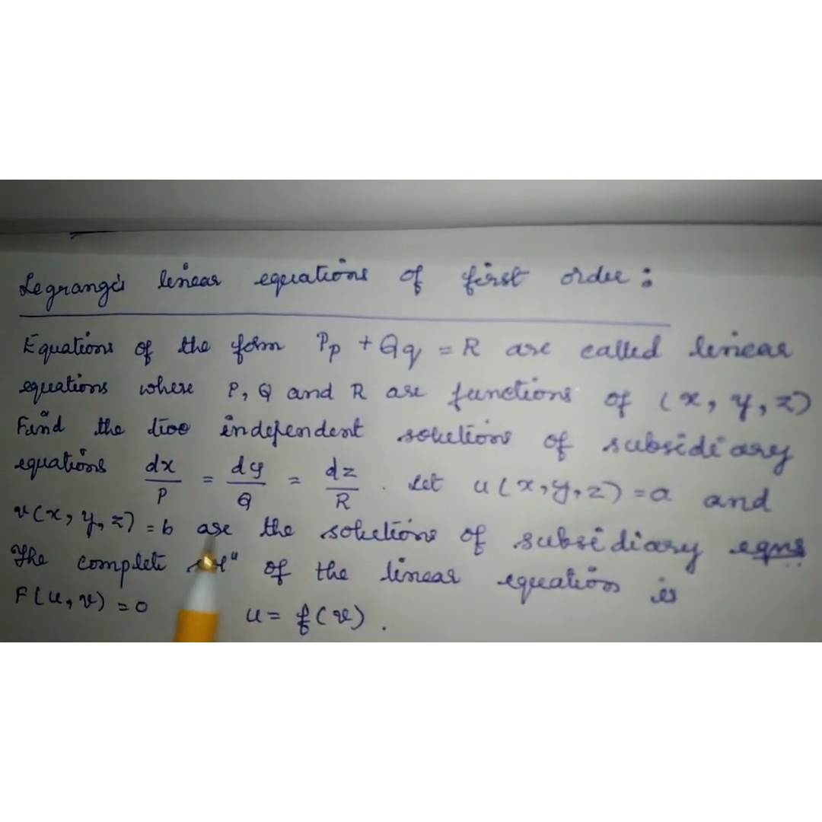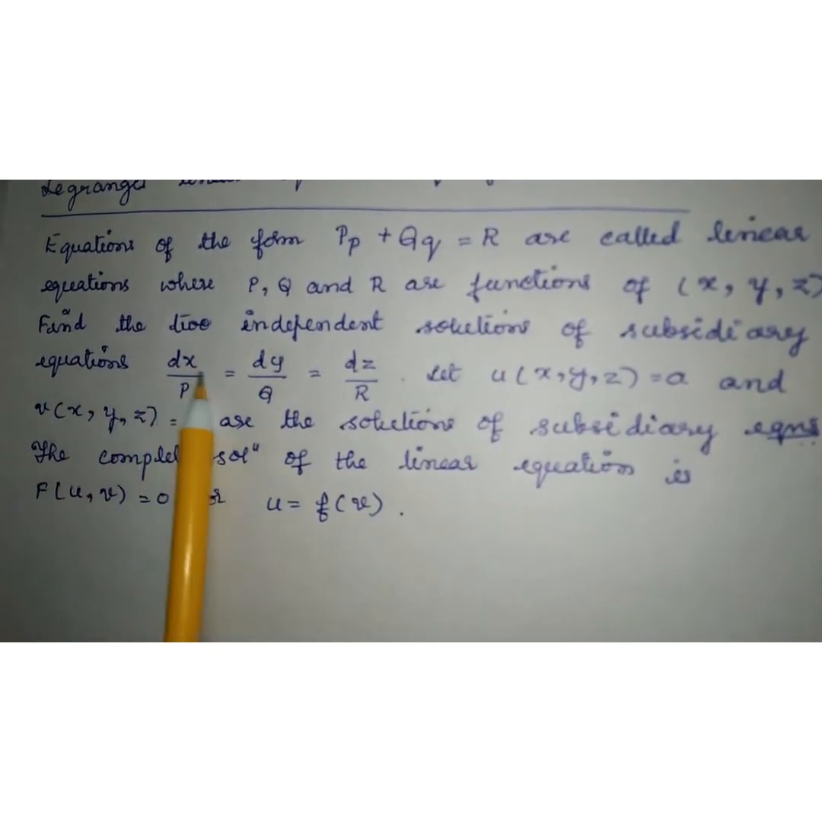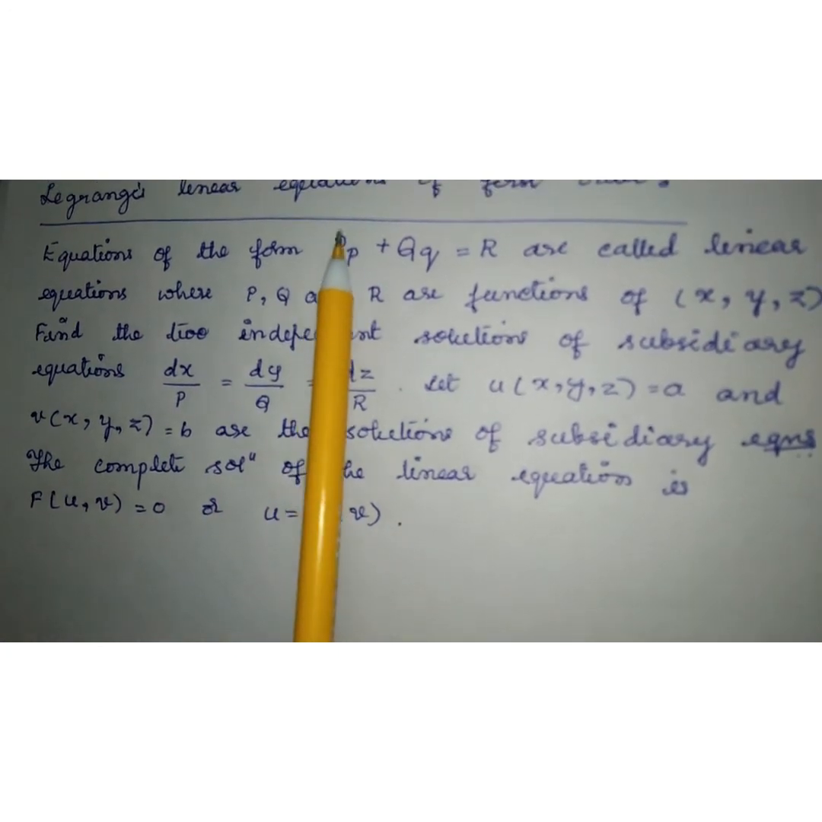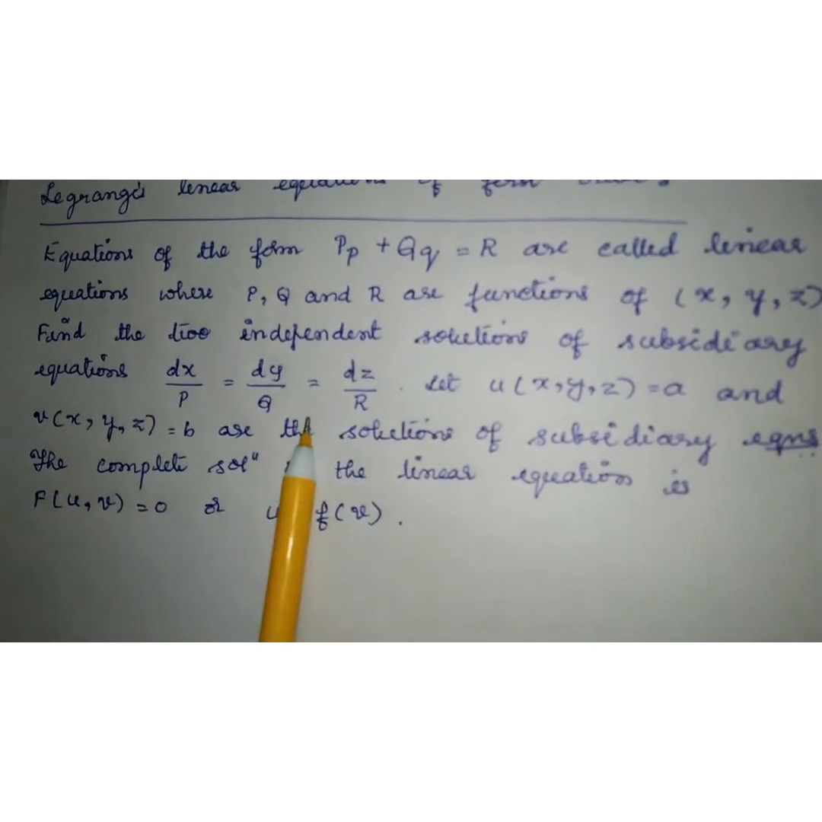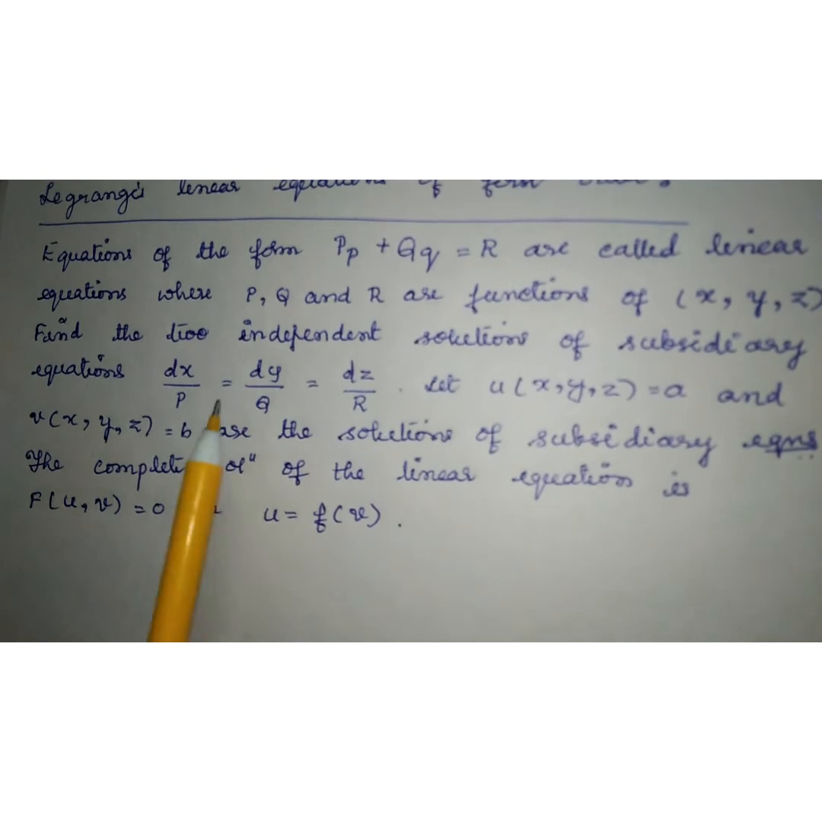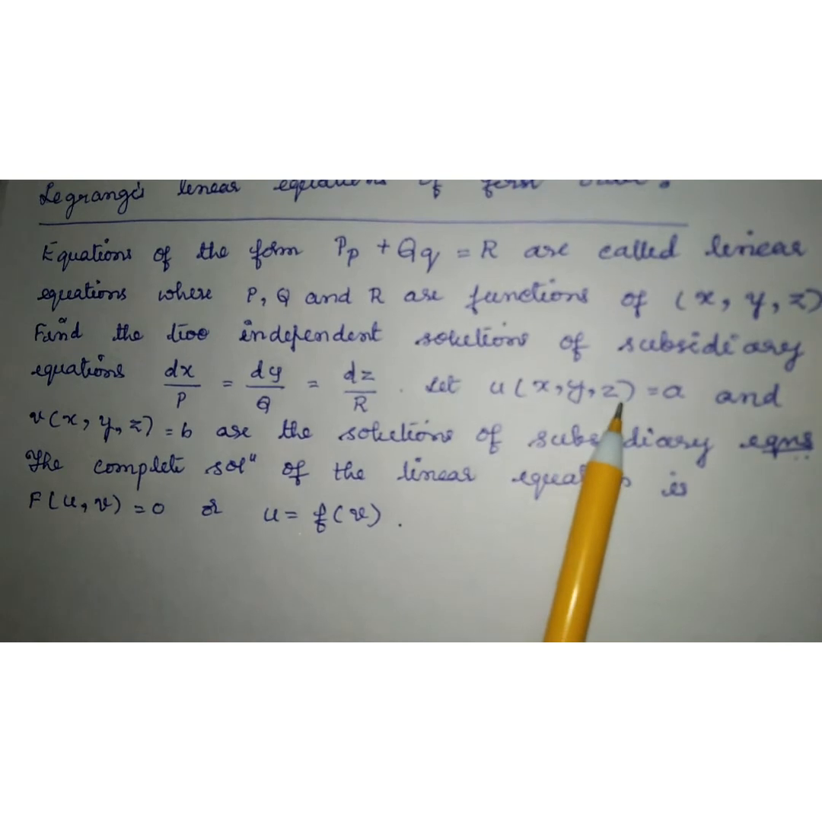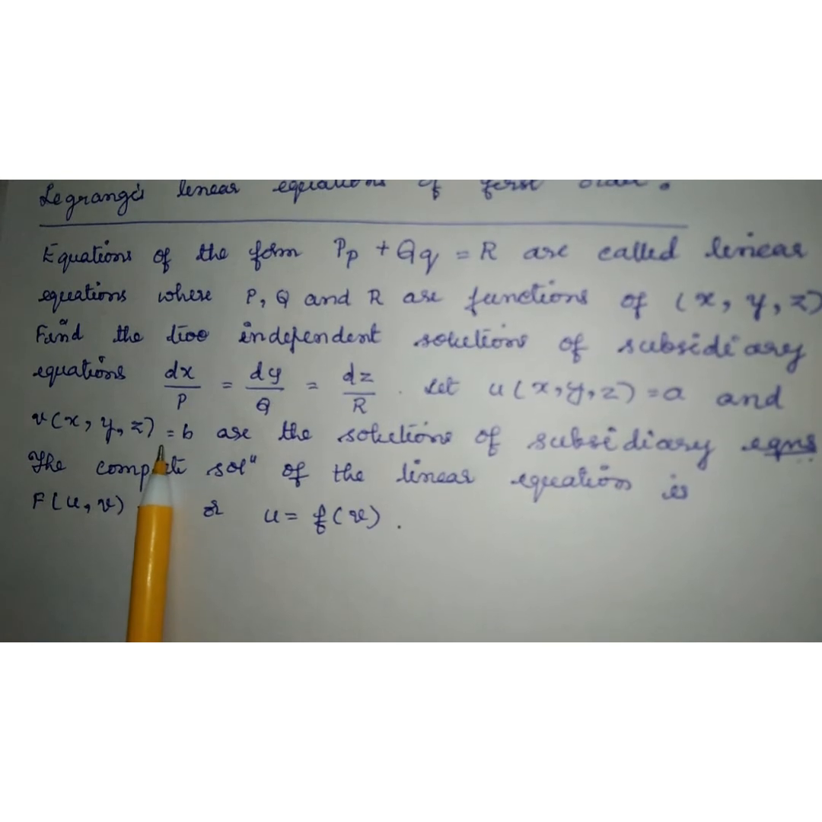First of all, we'll be finding two independent solutions of the subsidiary equations dx by P equal to dy by Q equal to dz by R. So once you get P, Q, R functions in the equation, we'll write the subsidiary equation dx by P equal to dy by Q equal to dz by R. Once we get the subsidiary equation, we'll find two independent solutions. Taking one of them as u of x, y, z equal to a and the other as v of x, y, z equal to b, you can give any other names as you wish.